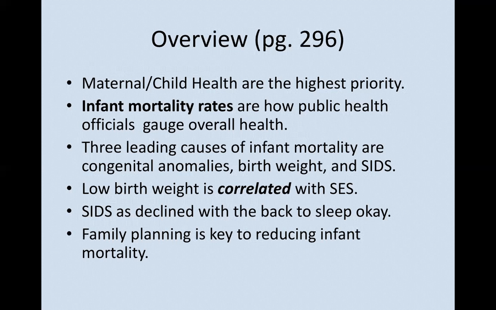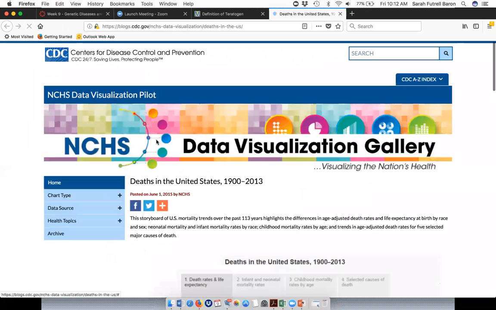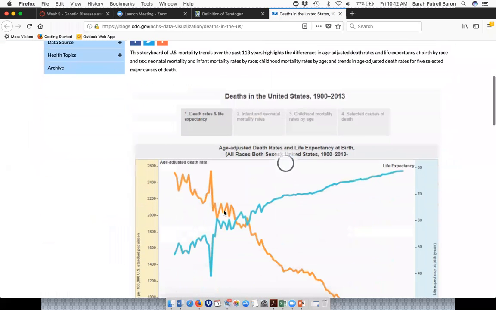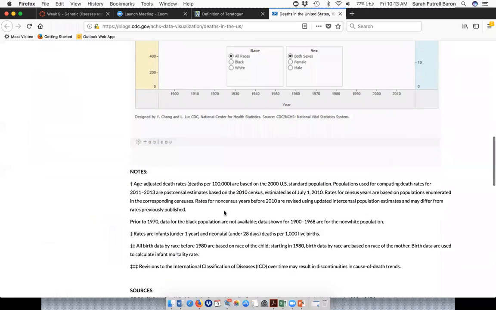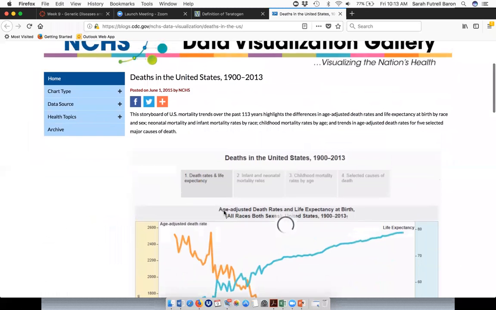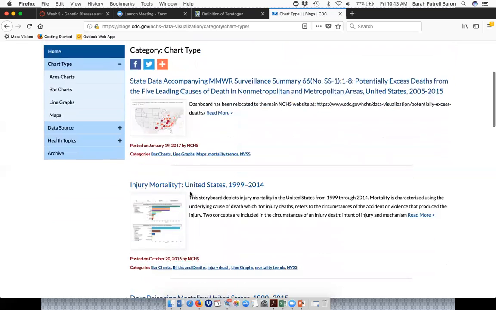One of the big ways to reduce infant mortality is to have family planning. So look at page 296, please, and read that. So I want you to look at this database and look at where we have a visual here of, this is really cool, of deaths in the United States. And this gives you an idea of adjusted death rates and life expectancy at birth, okay? And you can actually go in here and see the different chart types.